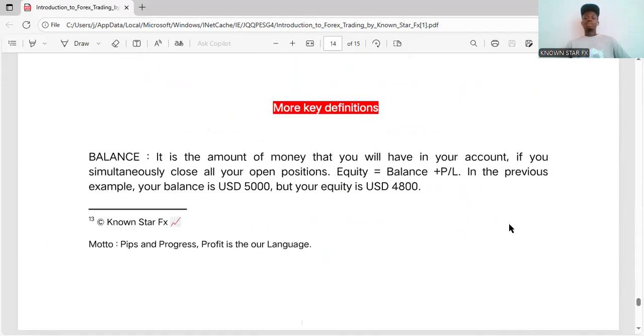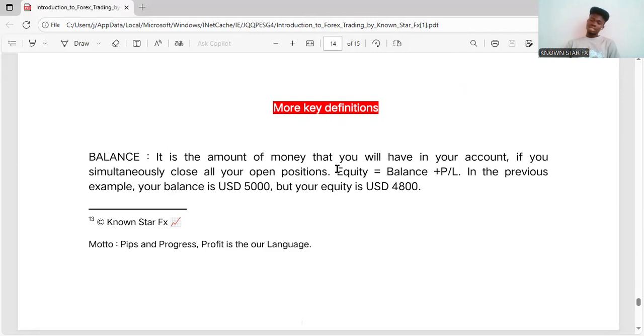Now, what are the more key definitions that you need to understand as a beginner? Now we have the balance. It is the amount of money that you have in your account if you simultaneously close all your positions. Your equity, when you are in a running trade, let's say you are in a running trade, your equity is what?